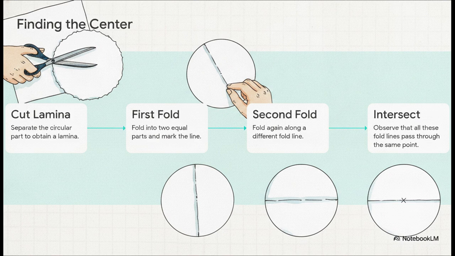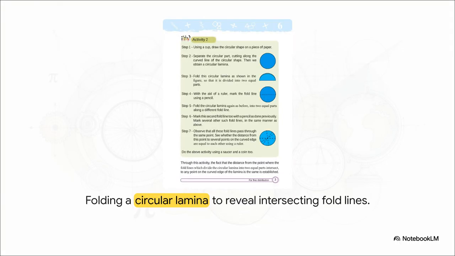What happens next is just brilliant. Look at the result of our little experiment. No matter how many times you fold that circular piece of paper exactly in half, every single one of those fold lines is going to cross at one exact location. That intersection? That is the absolute mathematical center. It's such a beautifully elegant way to physically prove a mathematical concept. Literally no complex formulas required.